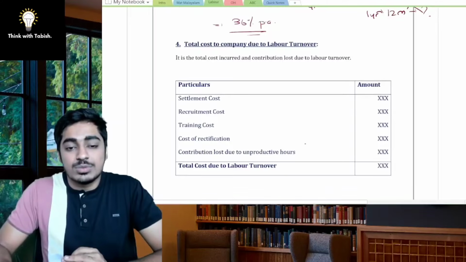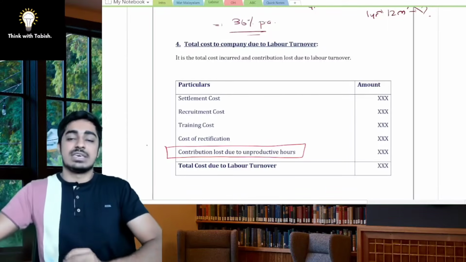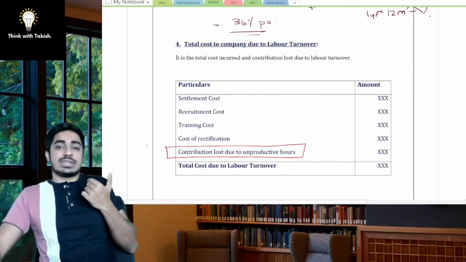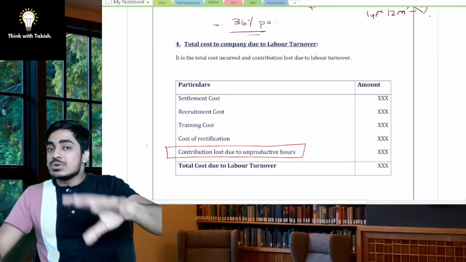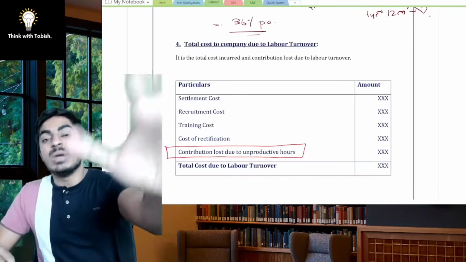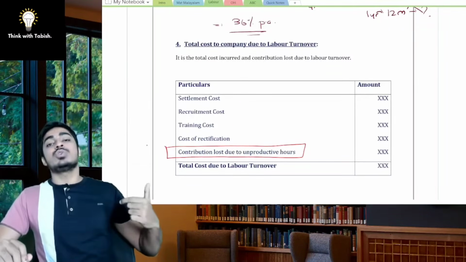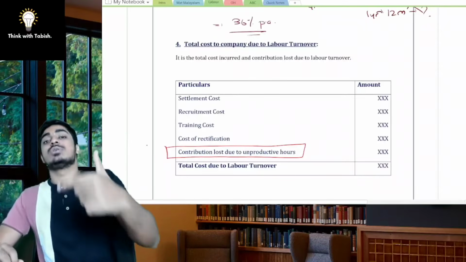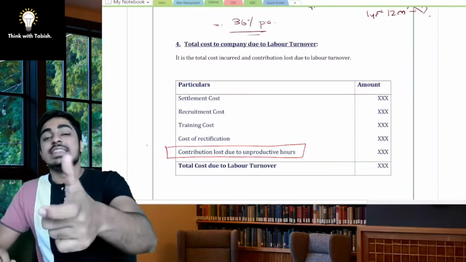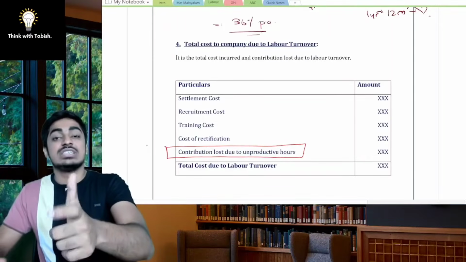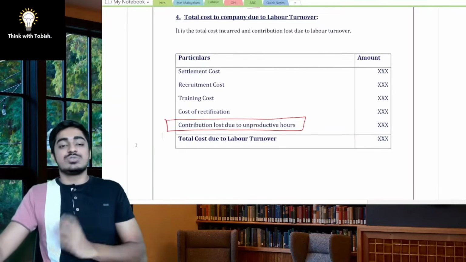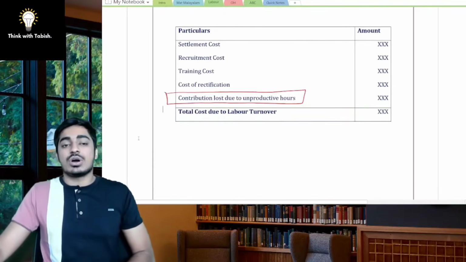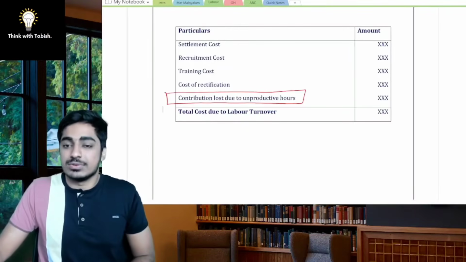What is this contribution lost due to unproductive hours? If the original employee was there, he would still be producing goods, we would sell the goods, we would have made profit. Because the employee was not there, we could not produce, we could not sell, we could not make profit. This profit is also our cost. This is also something we are losing. So this will also be considered as total cost to company due to labor turnover.